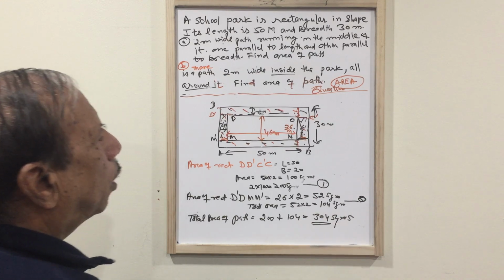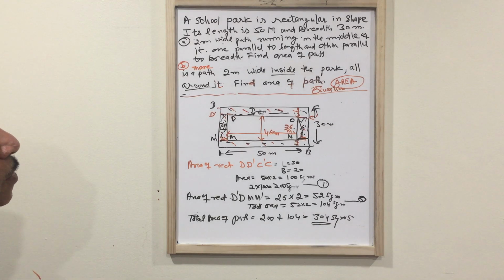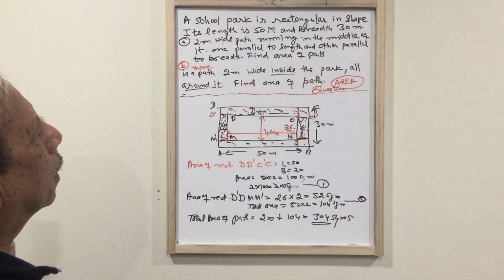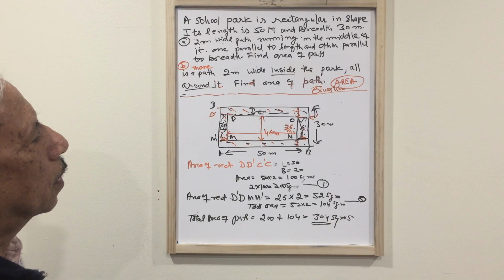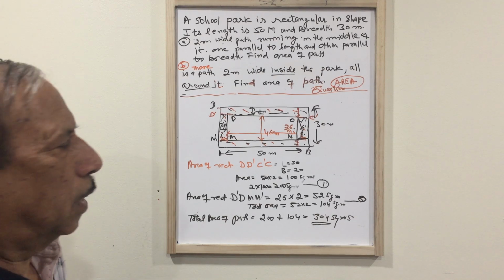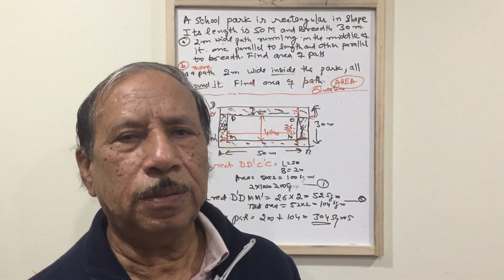So in this way we can find the area of rectangles and the path, and like that you can solve other questions also.